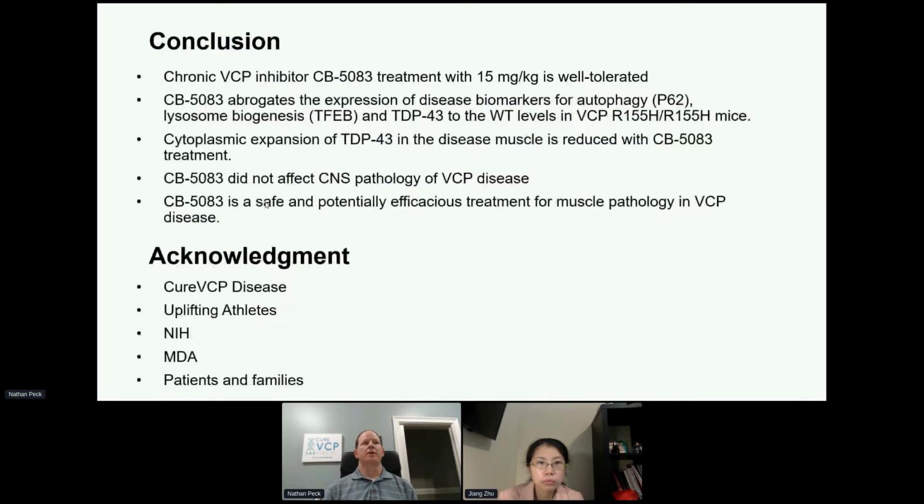Next. So in conclusion, we demonstrated that the VCP inhibitor CB5083 is safe and well tolerated in our animal model for 5-month treatment at a 15 mg per kilo daily dosage. It is able to bring some of the biomarker expression in our animals back to wild type levels, and it has a modulatory effect on TDP43 expression. We did not observe CNS pathology improvements, and we think CB5083 is safe for retinal function at our dosage.